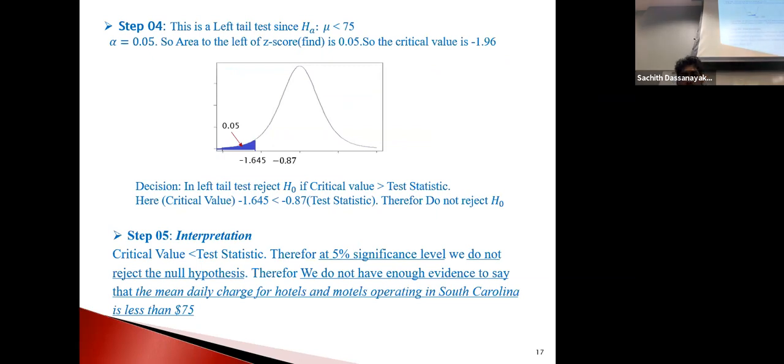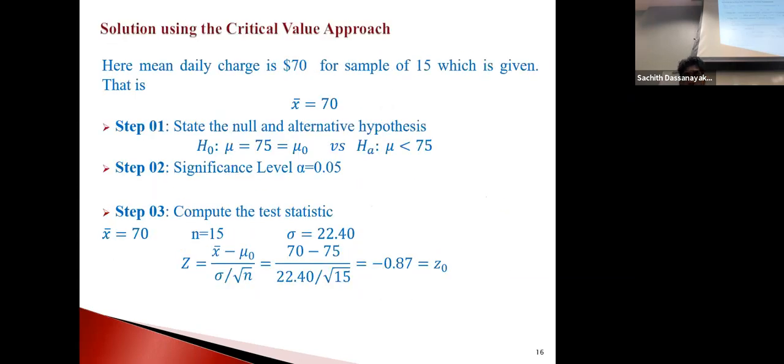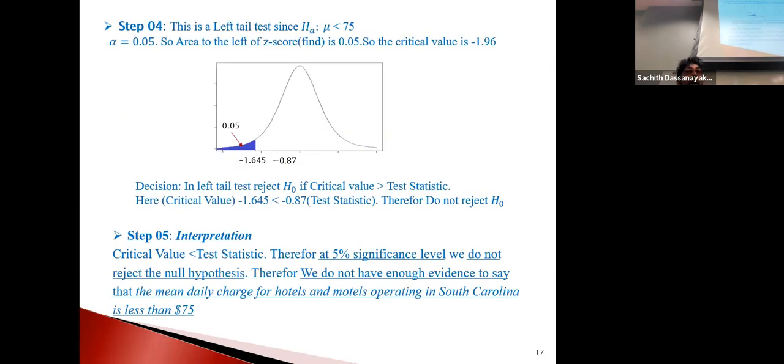Based on the critical value approach, you have your C value, C naught, using the test statistic value. Then you need to find the critical value, the C value. After that, you compare your critical value and your C naught value. Based on that, you take your decision: either reject H naught or do not reject H naught.